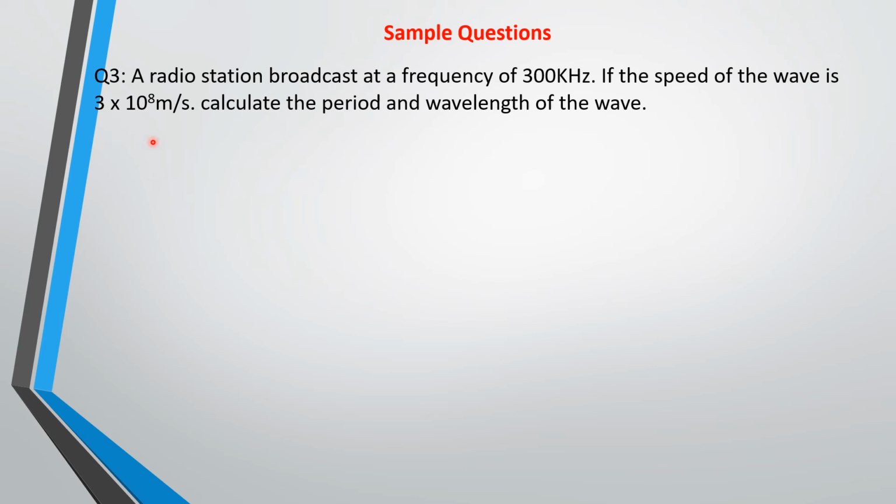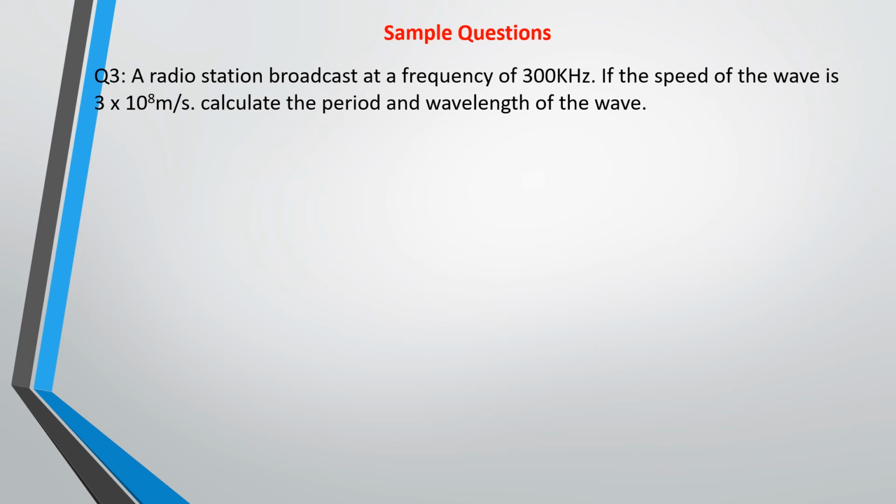This one says a radio station broadcasts at a frequency of 300 kilohertz. We already heard about kilohertz before, so this kilohertz, we just convert it to hertz, right? I'm multiplying this by 1000. If the speed of the wave is 3 times 10 to the power 8 meters per second, calculate the period and wavelength of the wave.